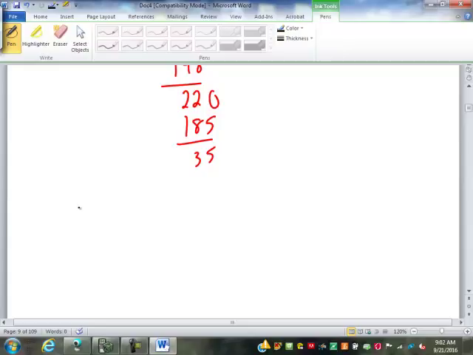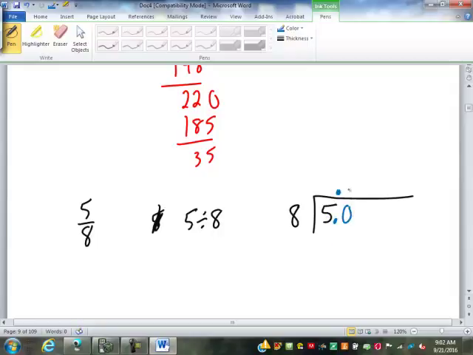So now, what if we have that fraction again? Let's do 5/8. And we want to turn it into a decimal. Well, we said it's 5 divided by 8. So to divide that out, we would make it long division. Here's 5 divided by 8. Well, 8 does not go into 5, does it? So we add a decimal point, bring the decimal point up, and we add a 0 here.